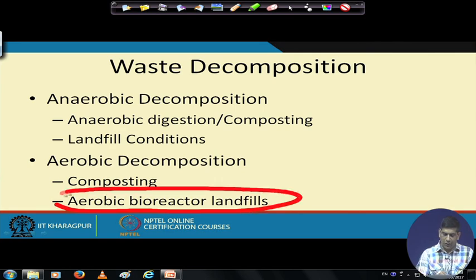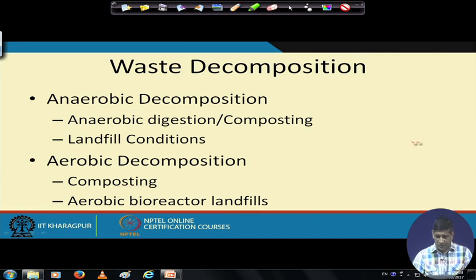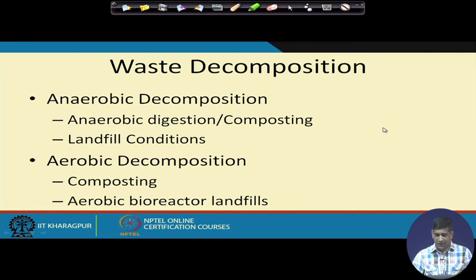This is again where you have the landfill, you try to inject air into it and you try to improve the degradation rate of waste decomposition. So those are the things we had talked about earlier.